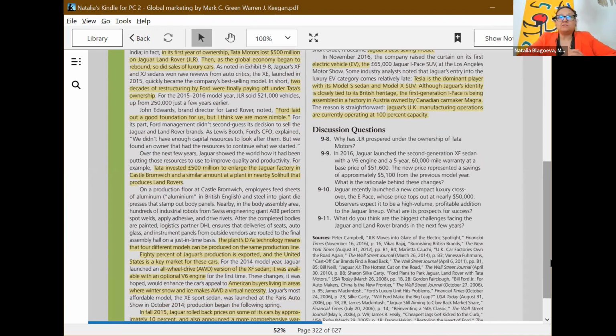So the question here, to pay attention to the whole case, is: why did Jaguar and Land Rover prosper under the ownership of Tata Motors? Do you have an opinion on that? Anybody? Why was Tata Motors so successful?